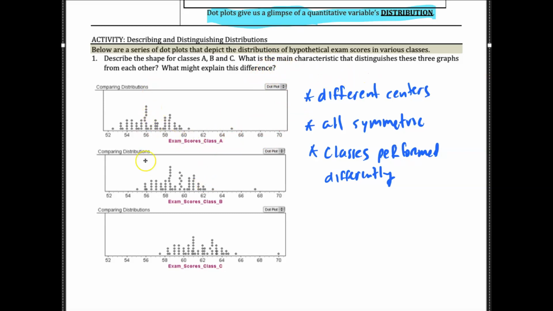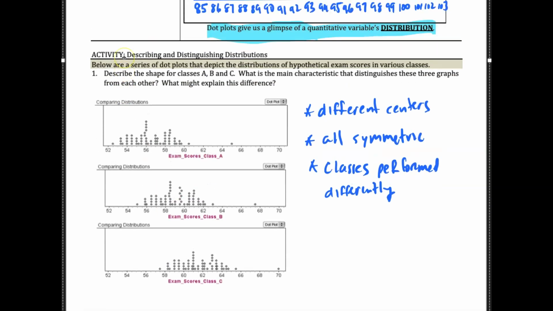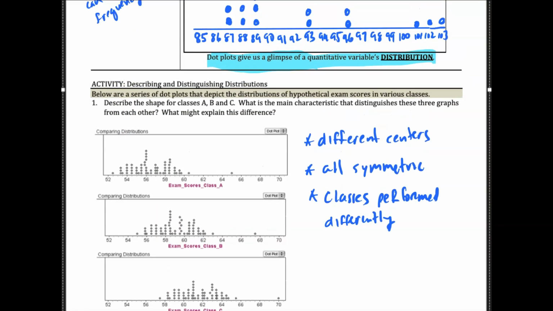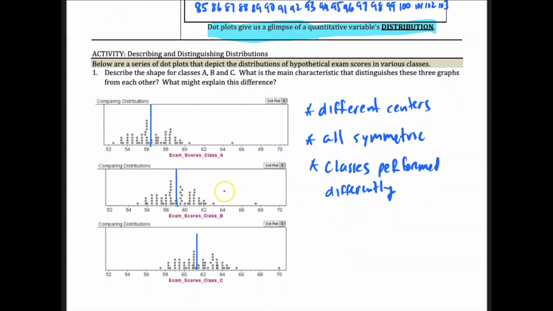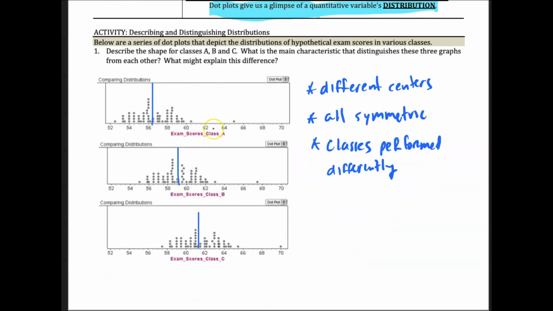And for me, you will see that they have different centers. Their middles here, as you look carefully, you'll see the middle points. They have different centers. And that goes back to measures of center, which we're going to talk about in the next lesson, like the means. Where's the middle value? And what would that mean? I think for the class, that they maybe perform differently. This had the highest average, that there was a difference in performance.